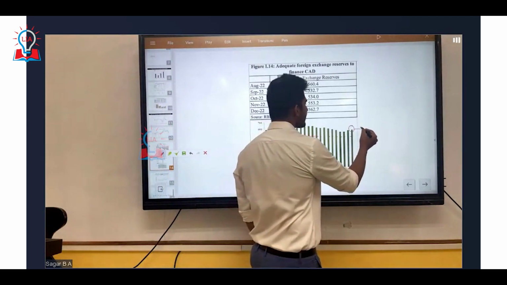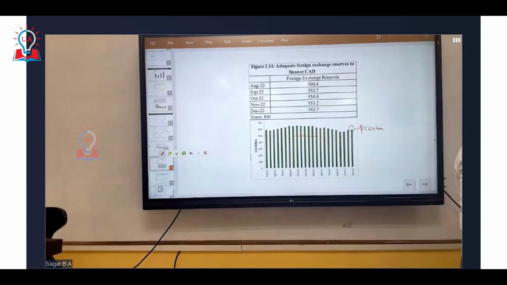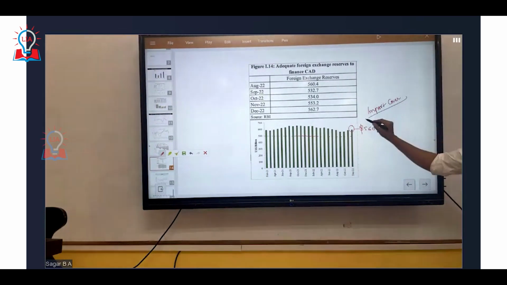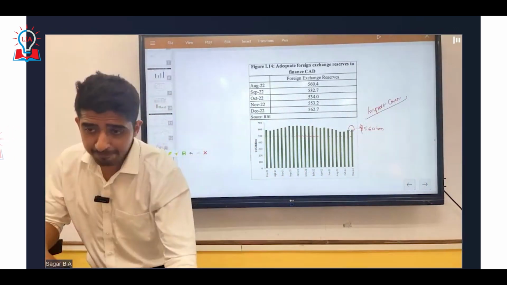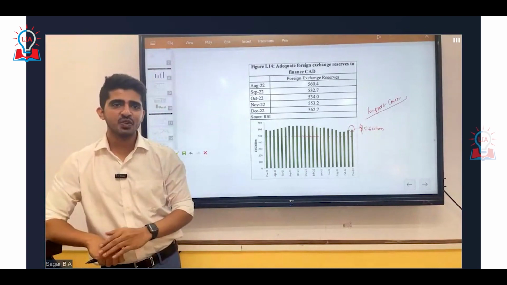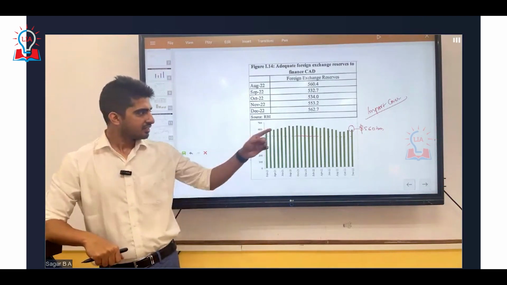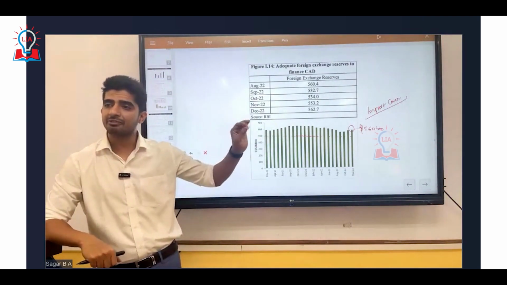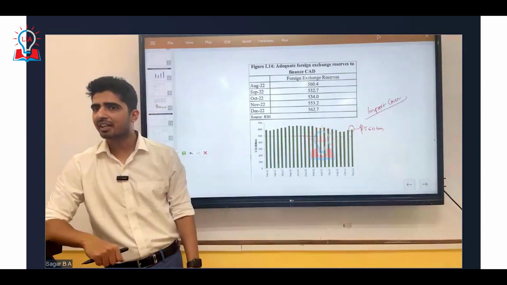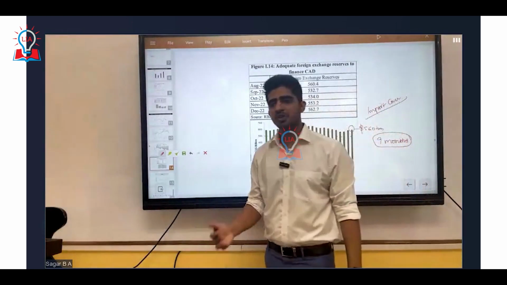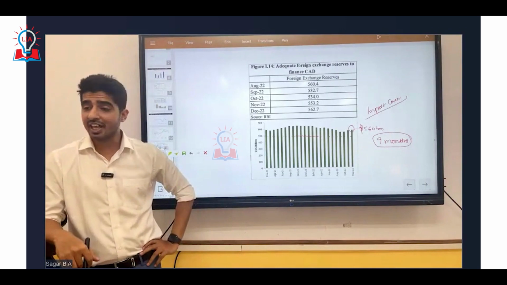Let's suppose we have $560 billion as forex reserves. How much import cover can it provide? What is import cover? If you don't earn dollars, that is you don't export at all, you have this much. For how long is it sufficient? You continue importing but not exporting. This much money, how many months? How much was this when we had the BOP crisis? 15 days. It was 15 days. Now it is 9 months.